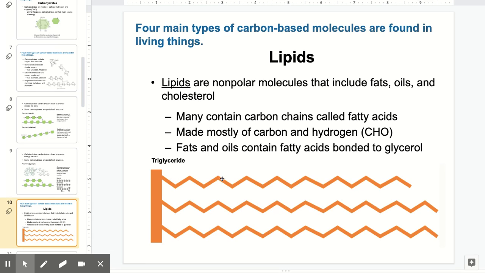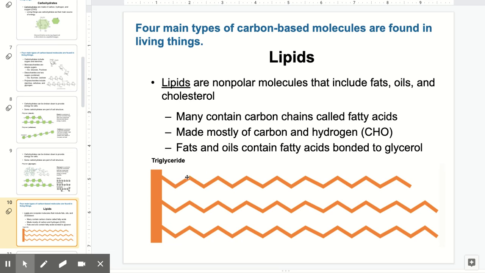The fatty acids are made of carbon and hydrogen, and you may recall that fats and oils and water don't mix. So these fatty acids actually don't like water. They are hydrophobic. But the glycerol is hydrophilic. It likes water. So it's just a little aside about the structure of the triglyceride.